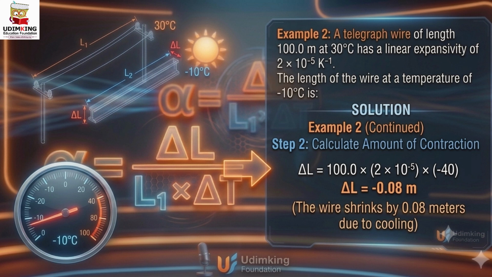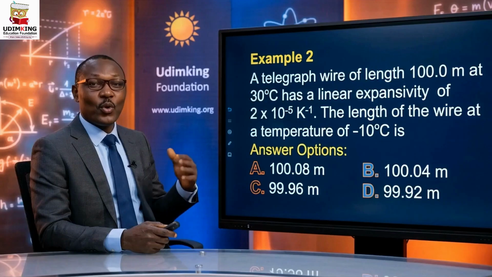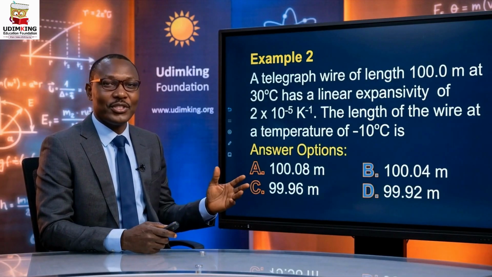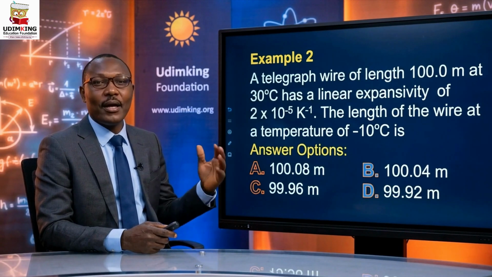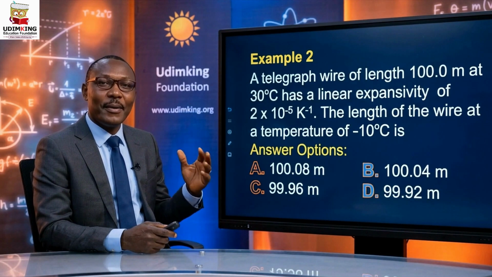To find our final length, L2, we take our original length of 100 meters and subtract the shrinkage of 0.08 meters. 100 minus 0.08 gives us a final length of 99.92 meters. Looking back at our options, this perfectly matches option D, 99.92 meters.